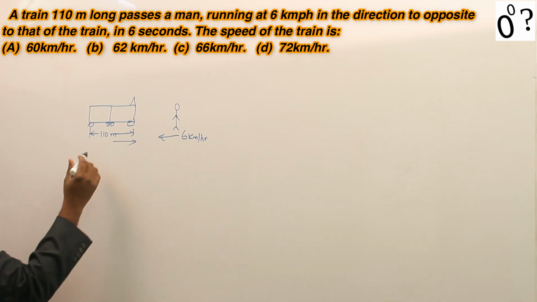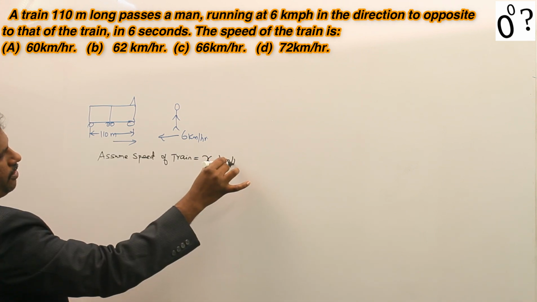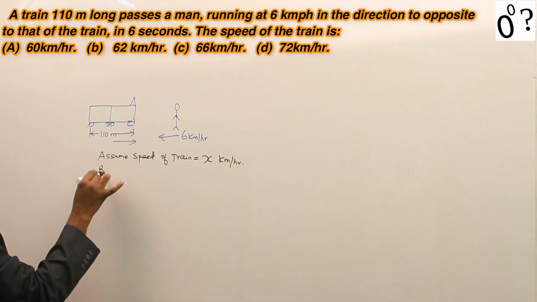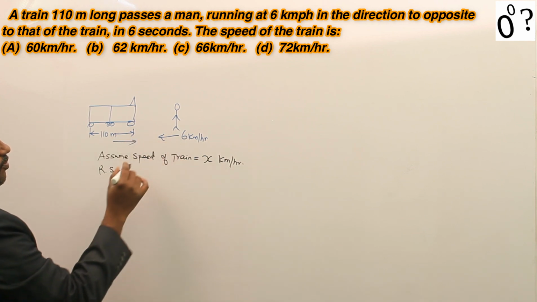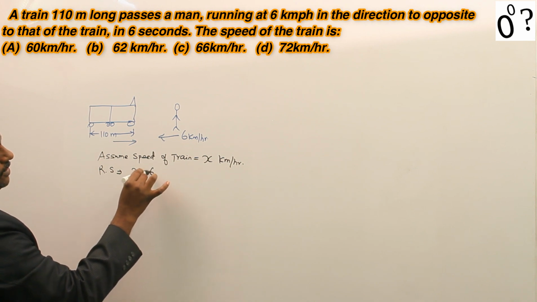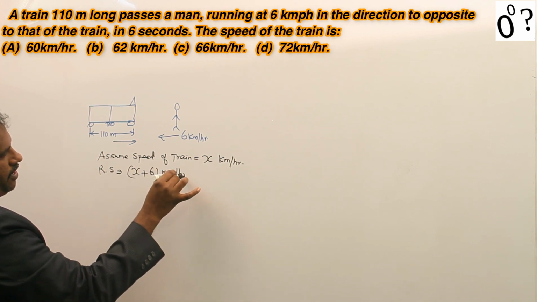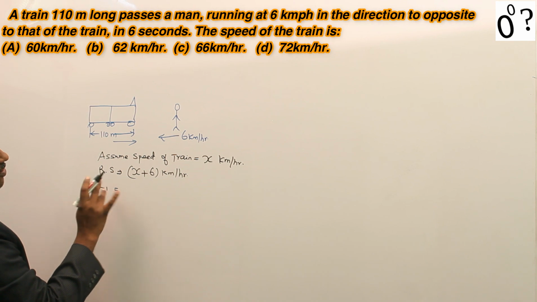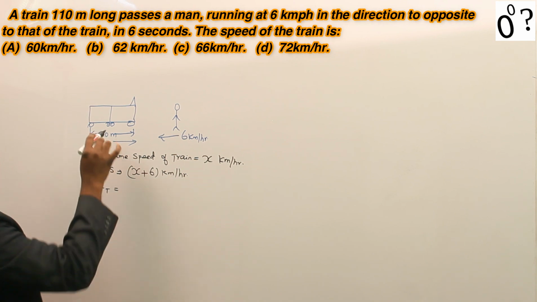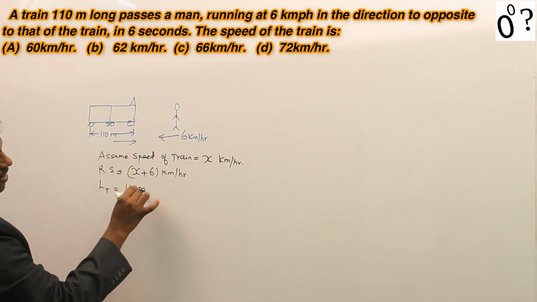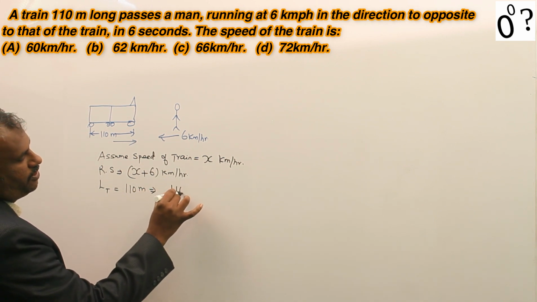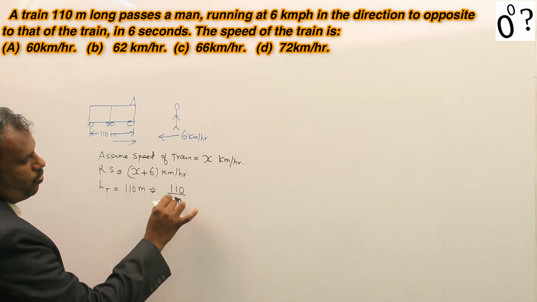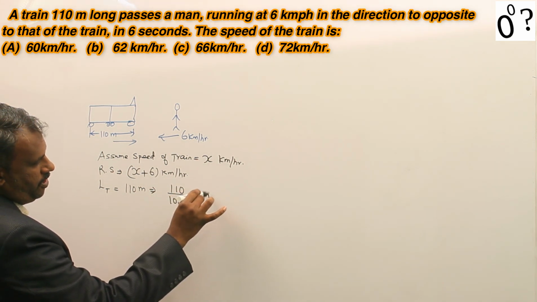So assume the speed of the train is equal to x km per hour. Both are moving in the opposite direction, so we have to add both speeds, and the relative speed is x plus 6 km per hour. The length of the train is equal to 110 meter. Our answers are given in kilometer per hour, so we have to convert this meter into kilometer. We divide the meters by 1000, so we get kilometer.